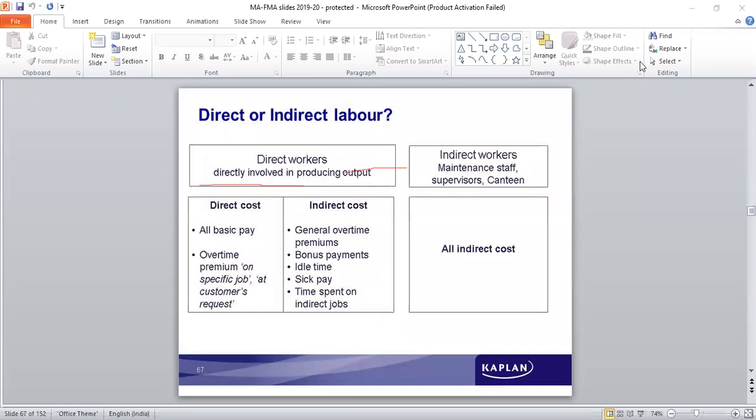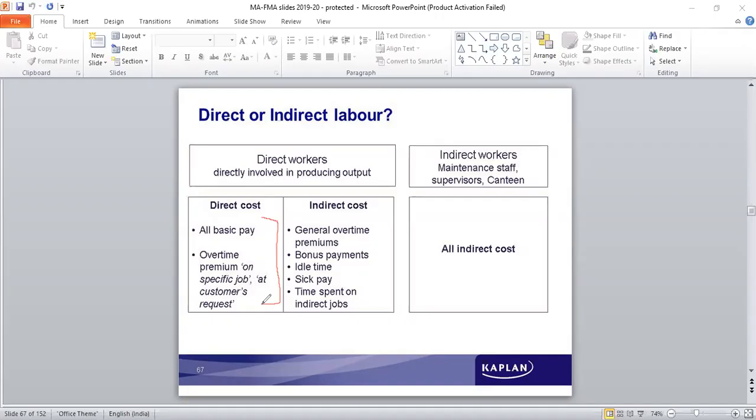Like yesterday, we discussed that labor cost can be direct labor or indirect labor. Examples of direct labor are all basic pay and overtime premium on a specific job at the customer's request. That is identified with the job. Therefore, it is a direct cost.